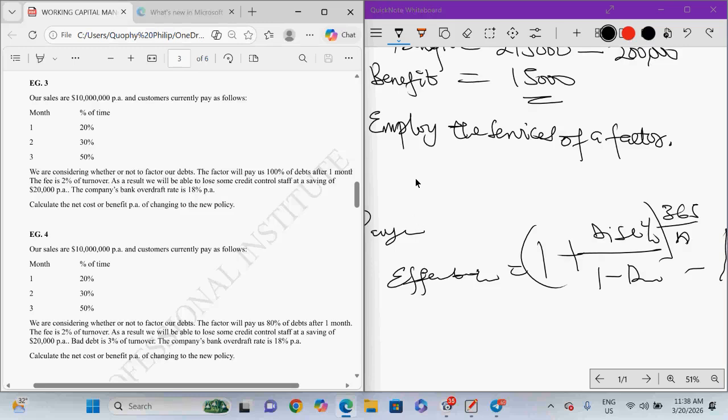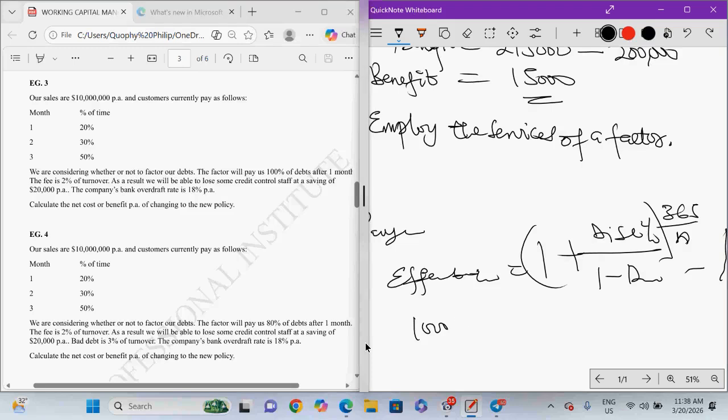So that's why we said 100% times 1. But in this one, they said the factor will pay us 80% after 1 month, right? So 1 times 80%, that is for the first month. Do you get it?